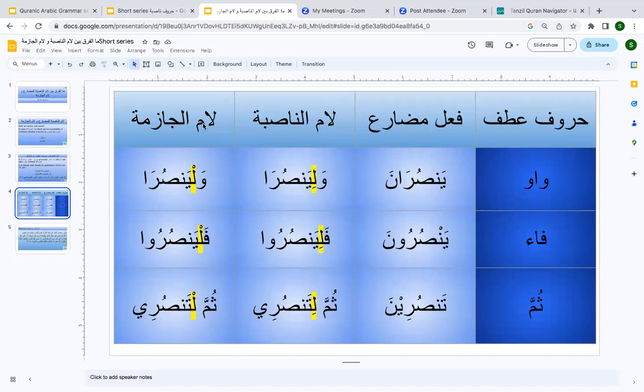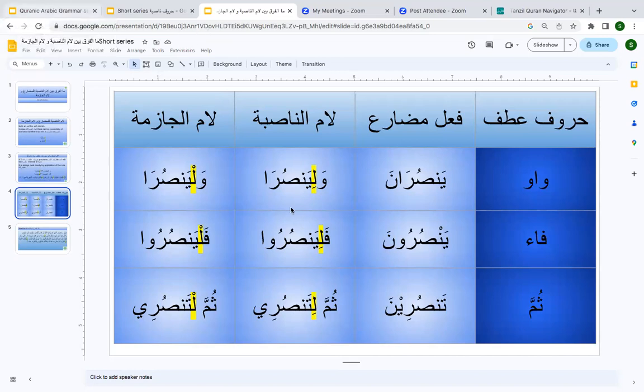Sakoon and kasra, right? Sakoon and kasra. This one, the nasiba group lam, will retain its kasra. It will keep its kasra with it. You can see here: waliyan sura, waliyan suru, litan suri. Everywhere when it was preceded by waw, fa, or summa, it had its kasra there, right? What happened to lamul jazima? It took on a sakoon, right? So keep that in mind.